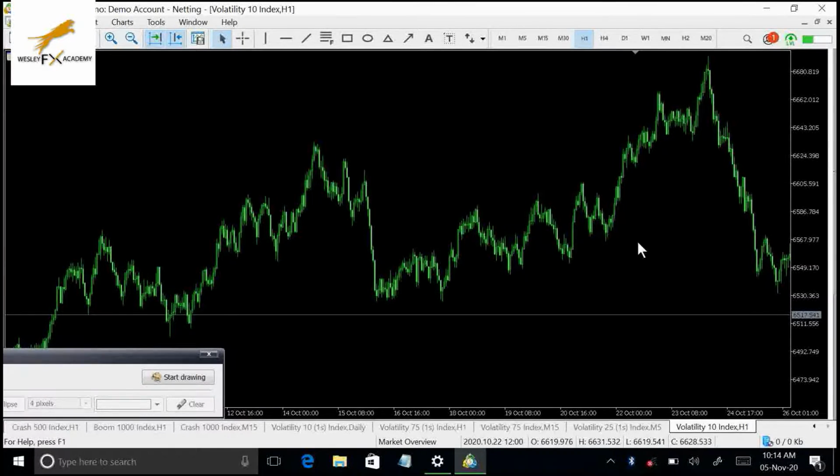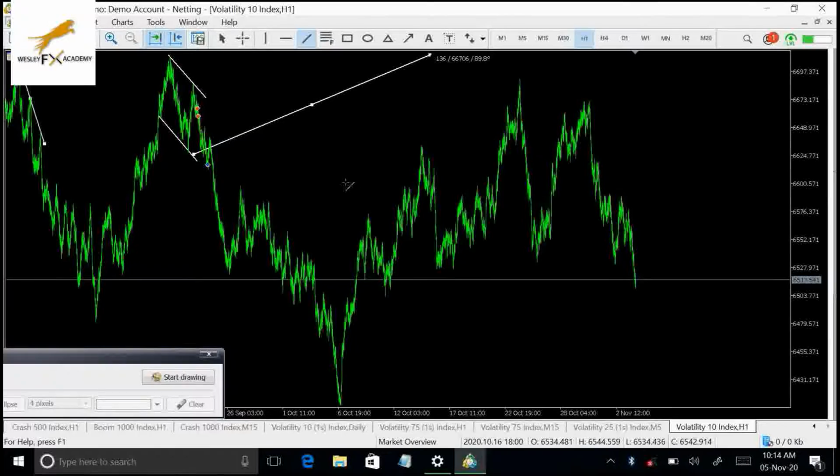So, straight to this topic, straight to this episode, guys. Now you're on Volatility 10 Index. I'm sorry, Volatility 10, it's 10 actually. So now, how to draw a trend line? This is a trend line, this is what it looks like actually.